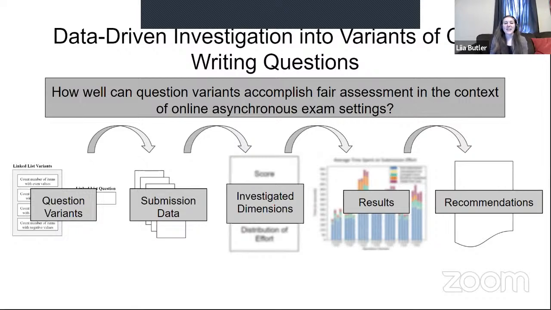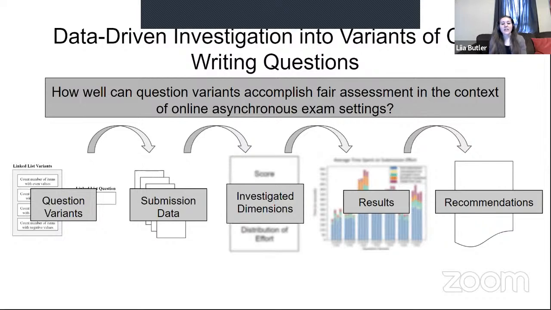So the work that I did alongside Professor Tao Xie and Professor Jeffrey Challen was a data-driven investigation into variants of code writing questions. The overarching question we asked was, how well can question variants accomplish fair assessment in the context of online asynchronous exams? Online meaning on a computer, and asynchronous, in our particular context, meaning you signed up for an exam time slot over several days. So students are not necessarily taking the exam at the same time.